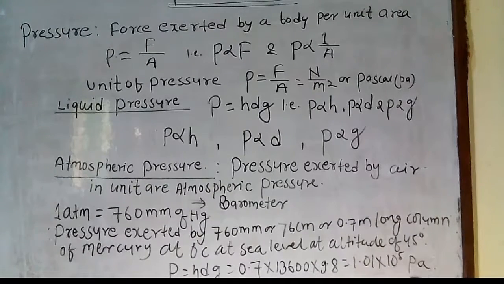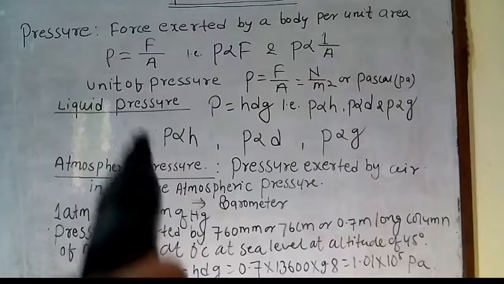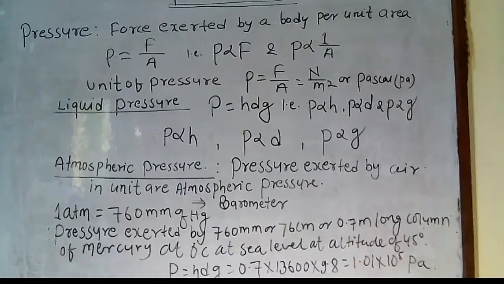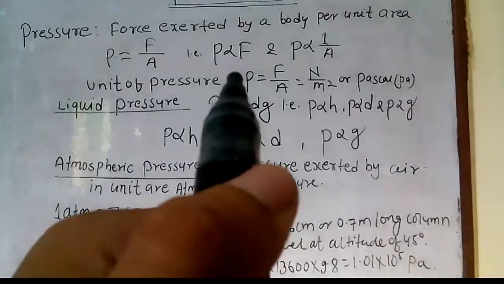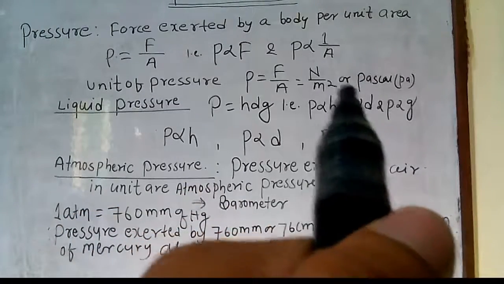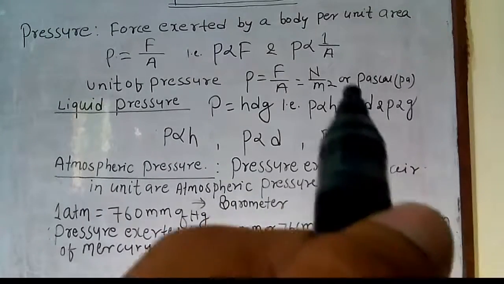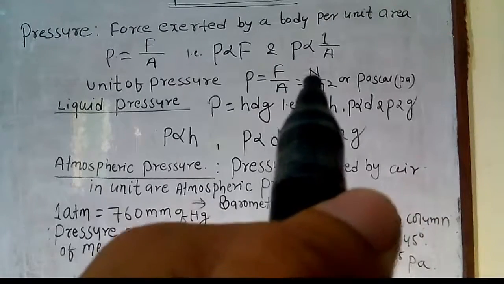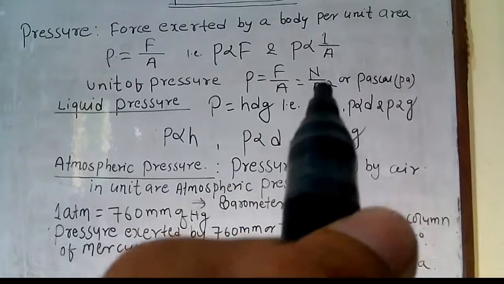So this is all about the introduction part of the pressure. Now question arises: what is 1 Pascal pressure? 1 Pascal pressure is defined as the pressure exerted by a body applying 1 Newton force on 1 meter square area. So when I put 1 Newton force and 1 meter square area, we get 1 Pascal pressure.